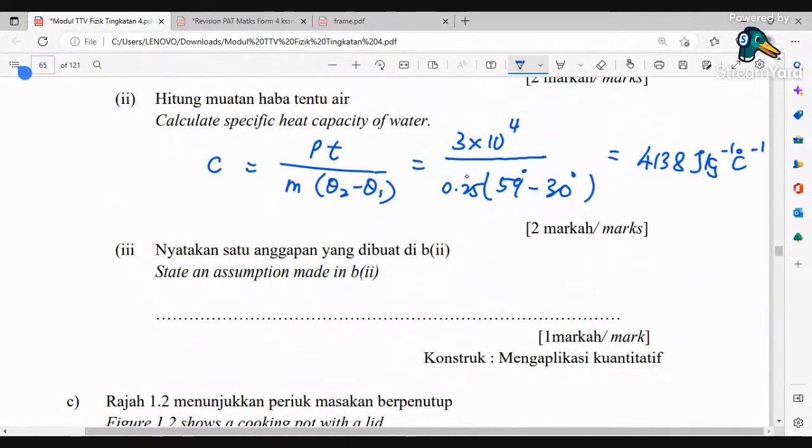Part 3, state one assumption, same thing. No heat is lost to the surrounding.